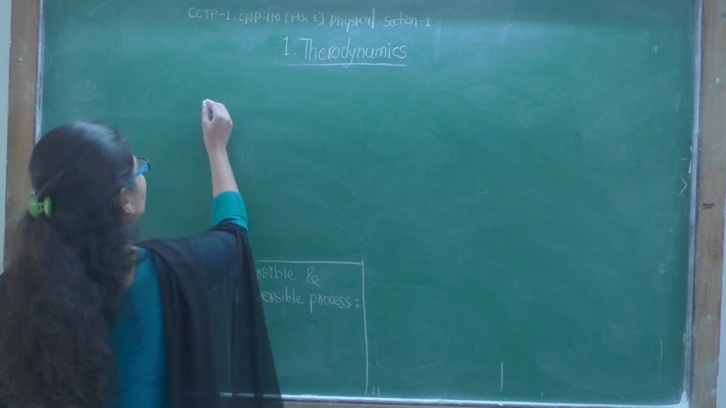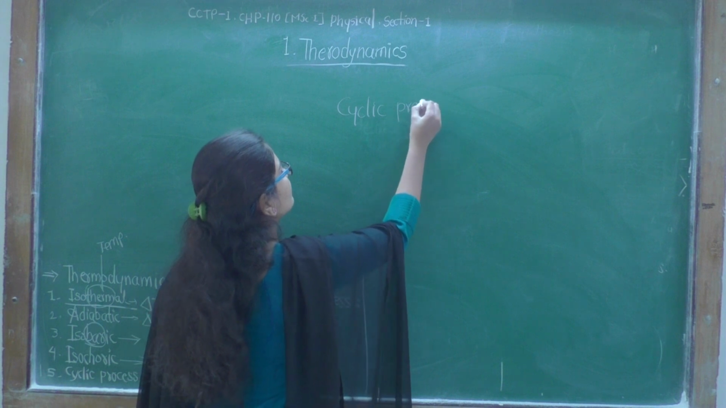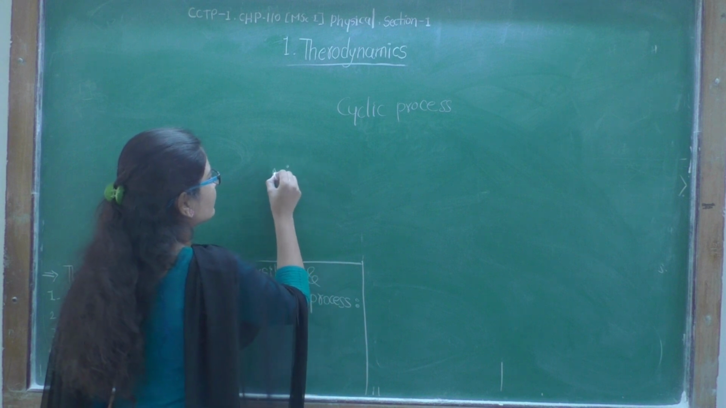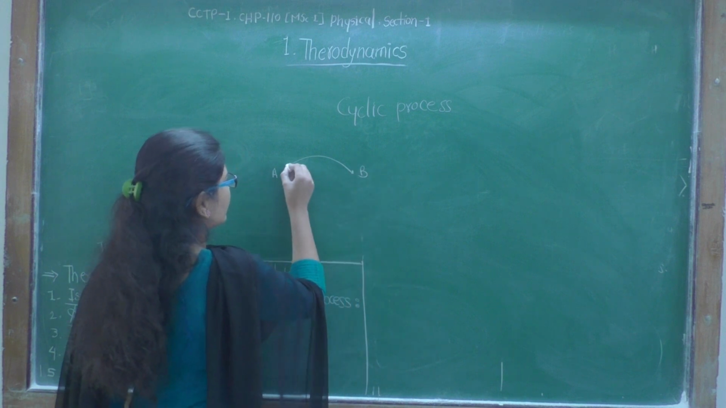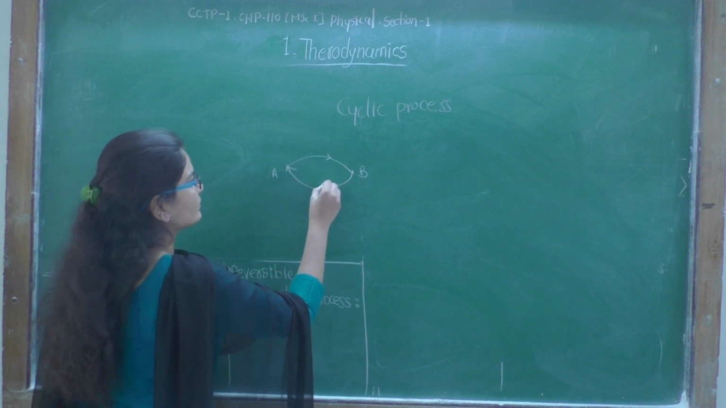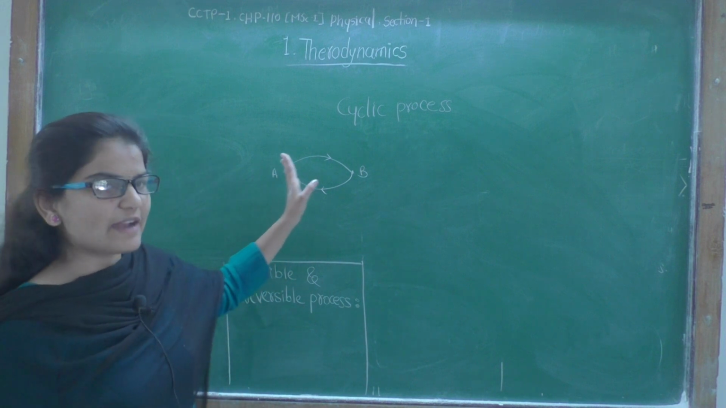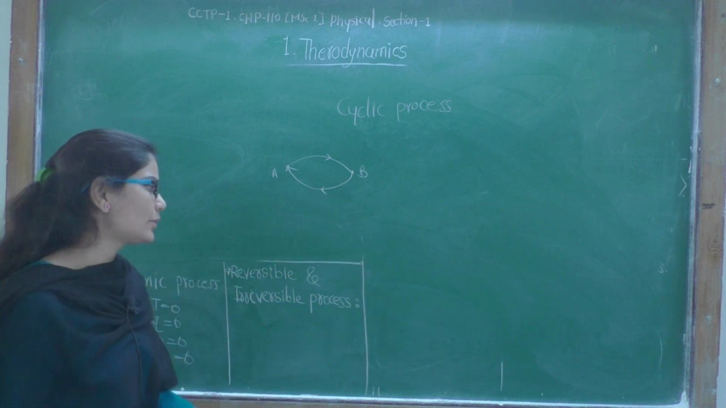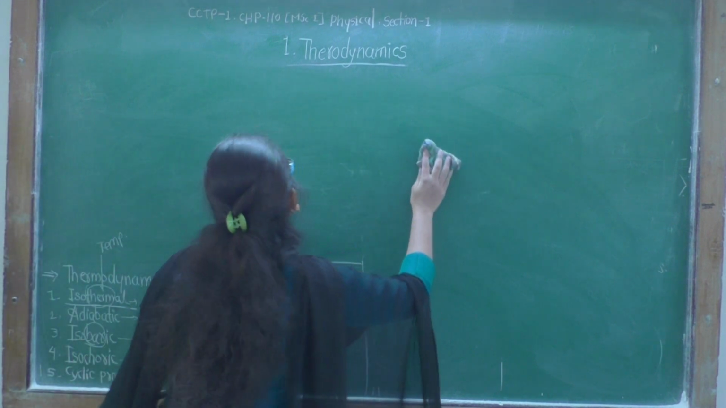Again, one thermodynamic process is called the cyclic process. If our system is at state A and it goes to state B, and again from B it comes back to state A, this whole process is called a cyclic process. That means the initial and final state of the system is the same. That process is called a cyclic process. This is all about thermodynamic processes.